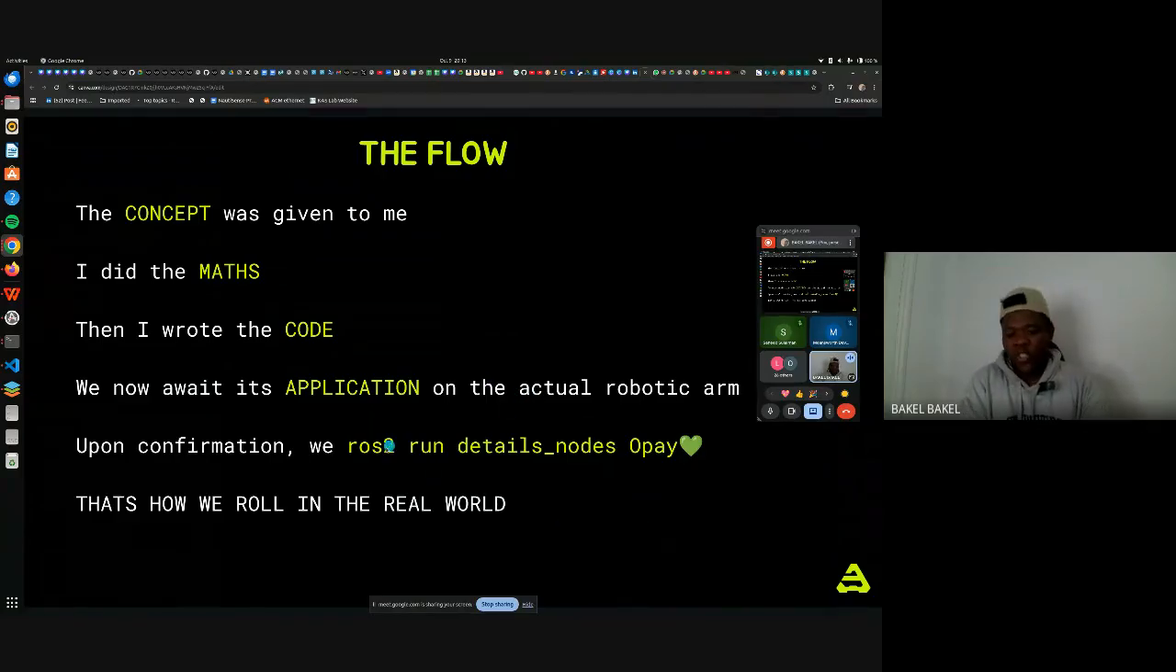And it's just a fun joke because, you understand Ross, Ross run details node okay, like that's the confirmation we usually want. Yep. So that's basically how it shakes out in the real world.